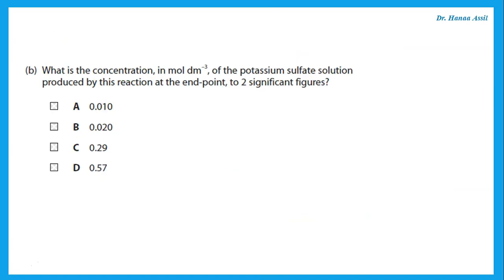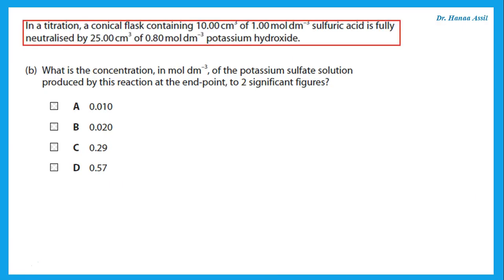What is the concentration of potassium sulfate solution produced by this reaction? Well, what were we doing? We were reacting this amount of sulfuric acid with this amount of potassium hydroxide. So we should get the number of moles of acid. You know that number of moles is concentration times volume. Again, I'm reminding you, please do not put the volume in cm³. We have to divide by 1,000. So this gives 0.01 mole. So this is the number of moles of acid.